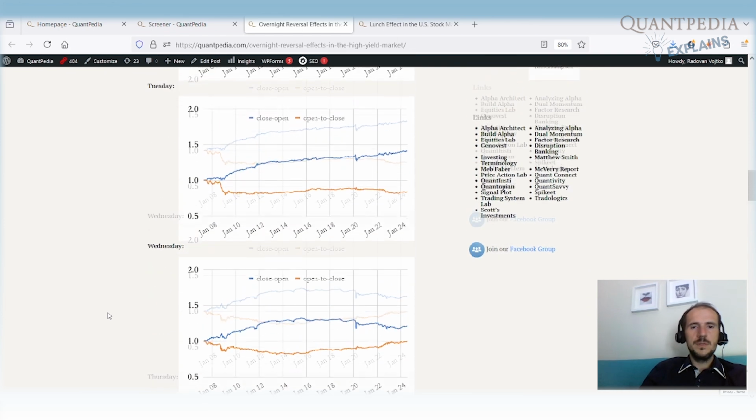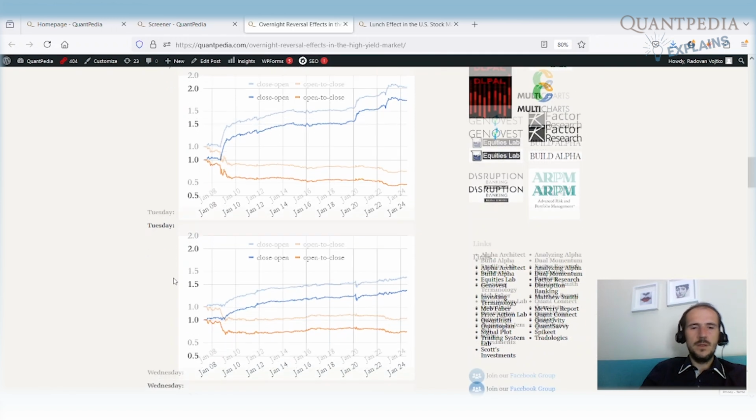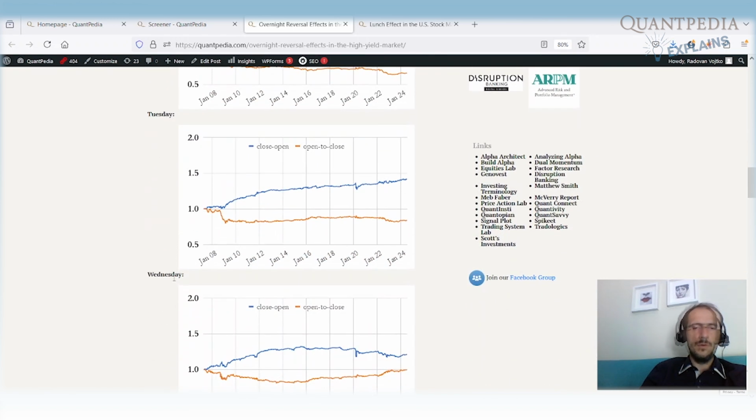The most significant spread is on the Monday and it's followed by the Tuesday, and as we are nearing the end of the week, so Wednesday, Thursday and Friday, the spread is significantly narrower. It's not so easy to profit out of the close to open and open to close spread.